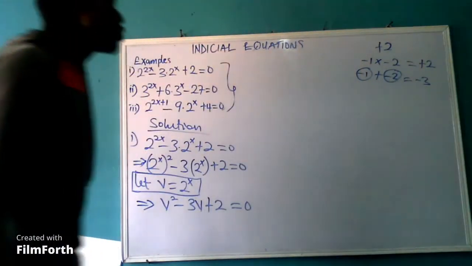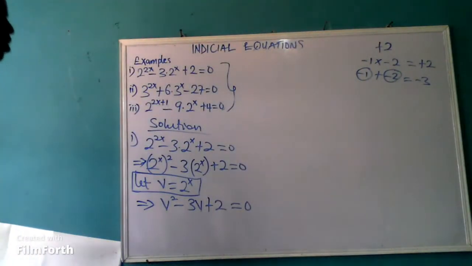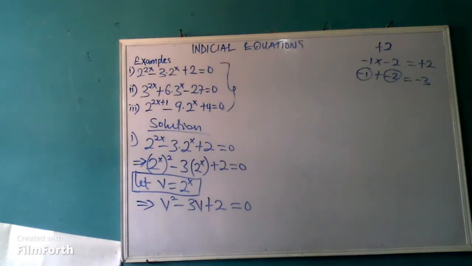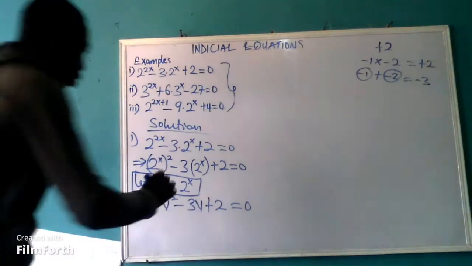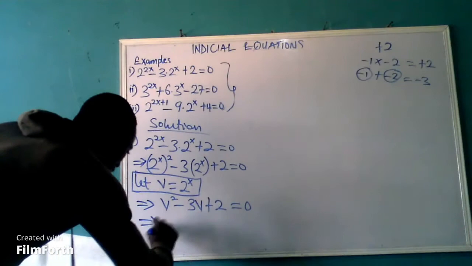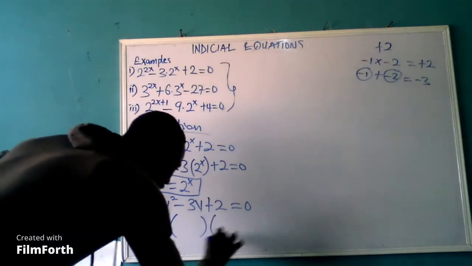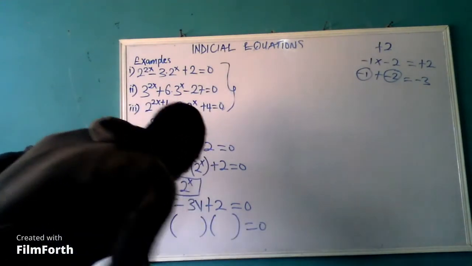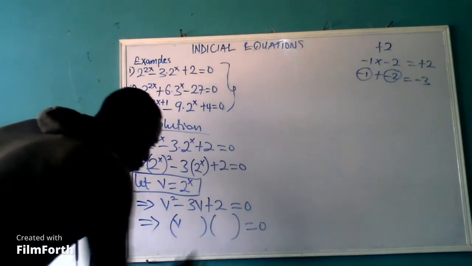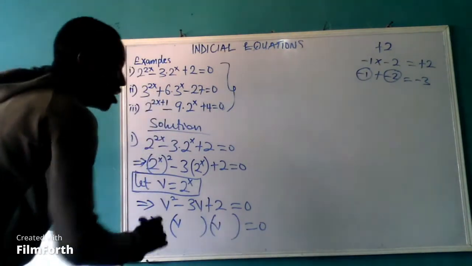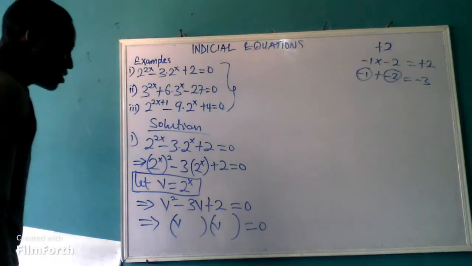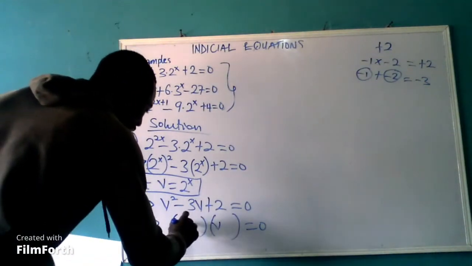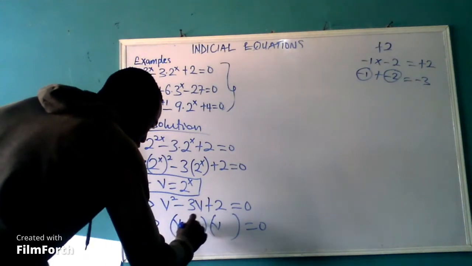So minus 1 and minus 2 are the factors of the positive 2 that can fit in for the factorization of this expression. So therefore, you will go straight and pull down the two brackets. Then the variable v here, then share the factors that we have obtained between the brackets, so that you have minus 2.